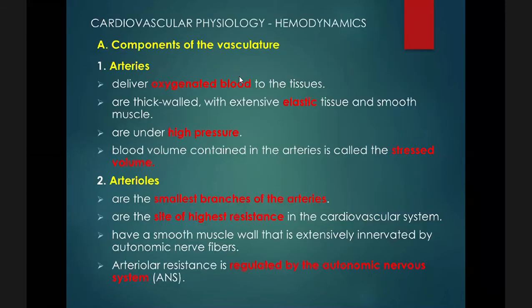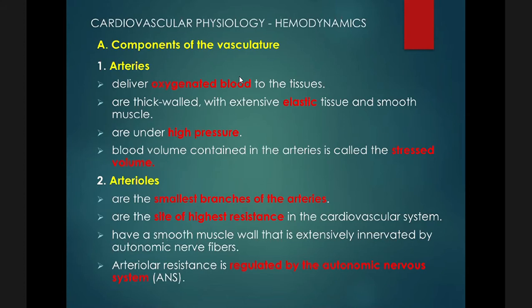Okay. So arteries, sa book nyo, it says it's defined as it delivers oxygenated blood to the tissues. Alam nyo namang there is an exemption to the rule. Kasi yung pulmonary artery carries deoxygenated blood. Okay? So the proper definition of arteries, dapat it carries blood away from the heart, while veins carry blood towards or back to the heart. Okay? So, ganun siya dapat. But anyway, arteries, most of the time, deliver oxygenated blood. It has a thick wall. And it has an extensive elastic tissue and smooth muscle because this has to work on a higher pressure. And blood volume contained in arteries is called the stress volume.